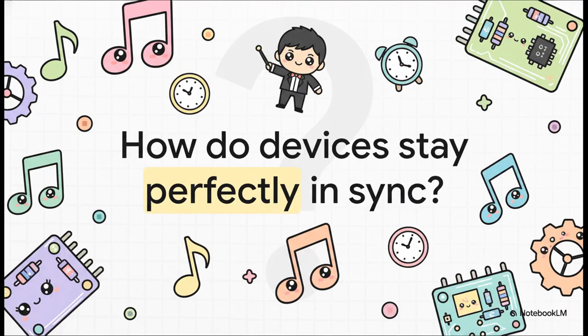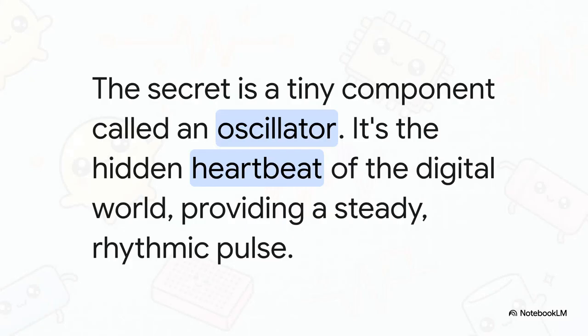I mean, how does a processor know exactly when to process the next command? Or how do two different gadgets talk to each other without completely messing up the timing? Well, it turns out there's a hidden maestro conducting this entire digital orchestra. And that maestro, it's a tiny little electronic component called an oscillator. And it's really no exaggeration to call it the secret heartbeat of the digital world. It provides the steady, rhythmic pulse that makes literally everything else possible.